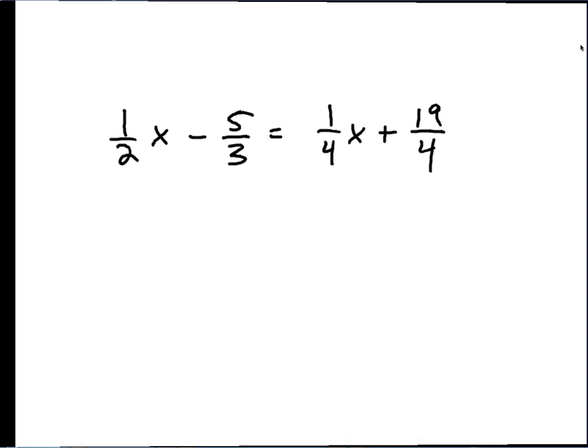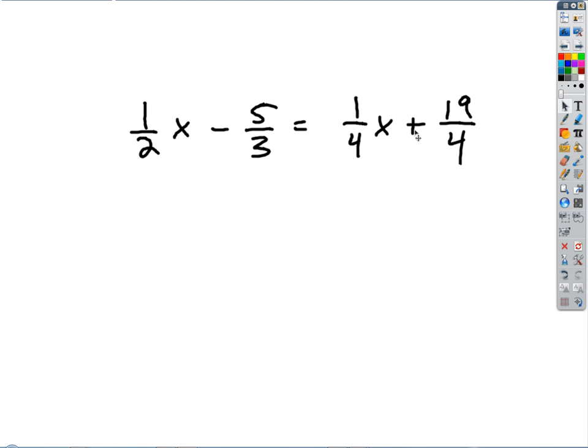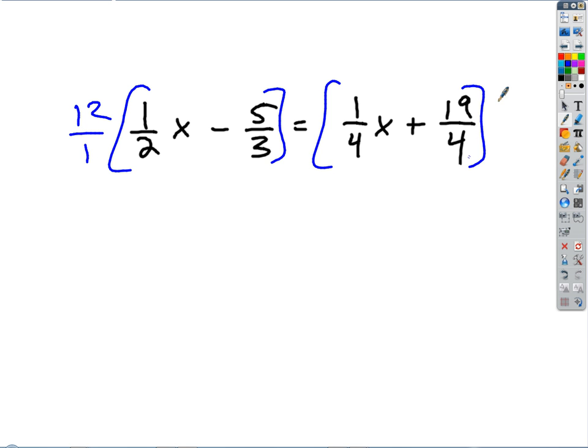Watch this. If we distribute our 12 over 1 all the way through, you have to watch this closely. I can't really write all this down. You kind of almost have to talk your way through it. But watch what happens. When I multiply 12 over 1 times 1/2 x, I can reduce first, always. What is 12 divided by 2? 6. I multiply that times the numerator. How about that? Isn't that great? So then I just get 6x.